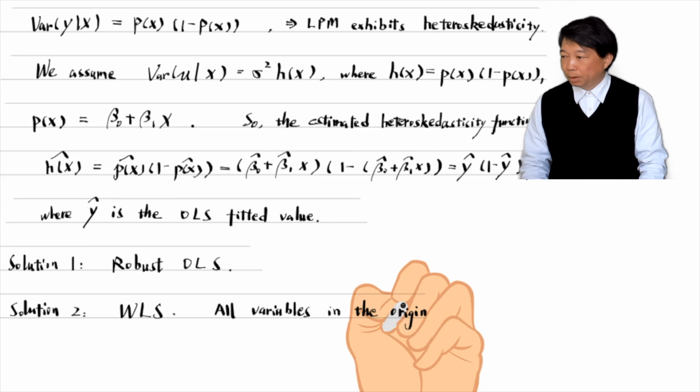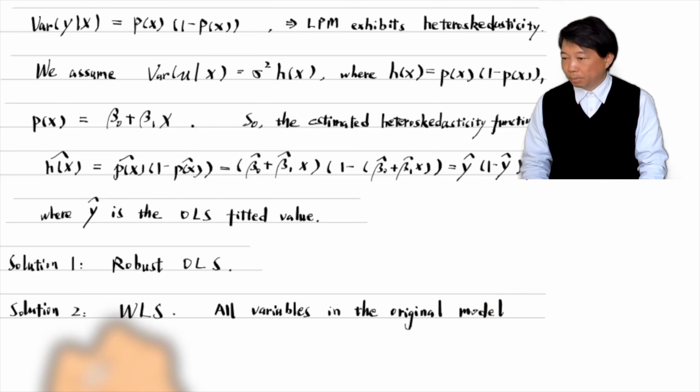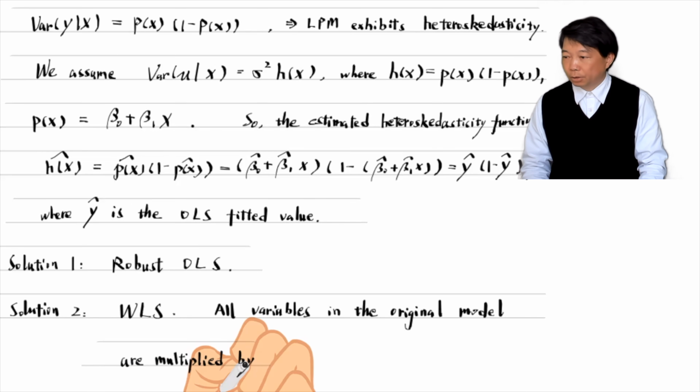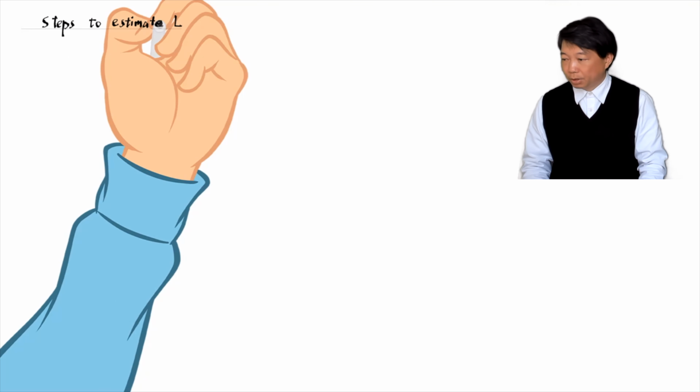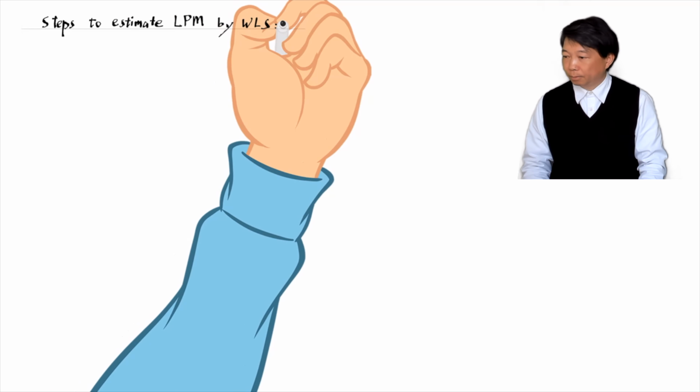The weight will be 1 divided by the square root of the estimated heteroskedasticity function, h(x) hat. All variables in the original linear probability model are multiplied by the weight to give the transformed model. We then apply the OLS method on the transformed model. The OLS estimates from the transformed model are the weighted least squares, WLS, estimates. Here are the 4 steps to estimate the linear probability model by the weighted least squares method.